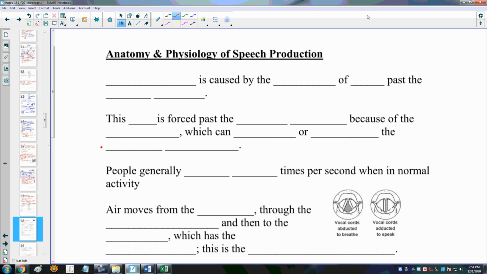So let's look at the anatomy and physiology of speech production, and then we'll have another section on the A and P of hearing. We're going to treat them separately. Speech is caused by the movement of air.